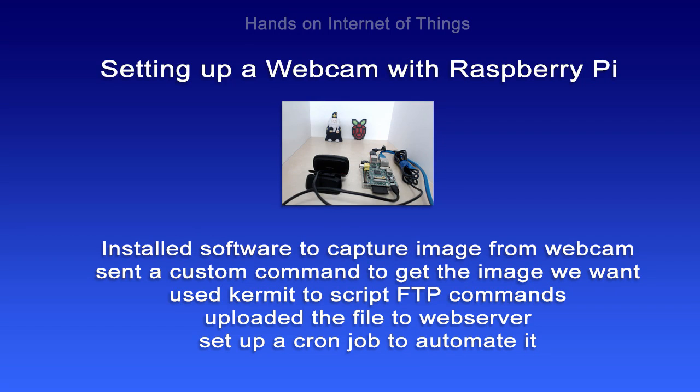Okay, in this module, we did quite a bit. We installed software to capture an image from our USB webcam. Then we sent a custom command to get the image we want, and we put that into a shell script. And then we used Kermit to script FTP commands, and we used that to upload the file to the web server. And then we set up a cron job to automate it all. The end result? Once a minute, we have something that's taking a picture from a USB webcam and uploading it to a web server.